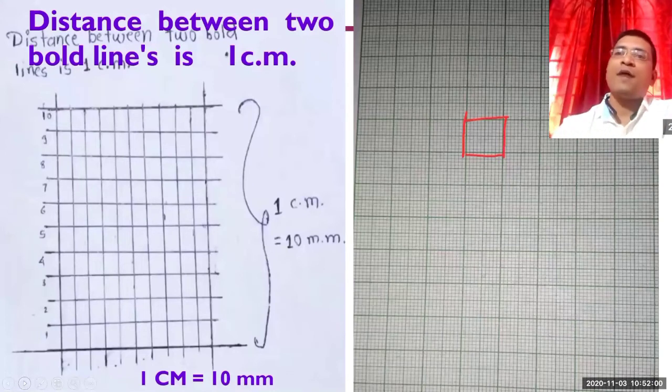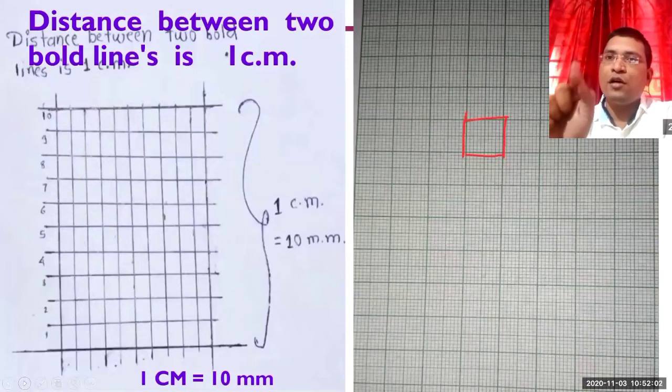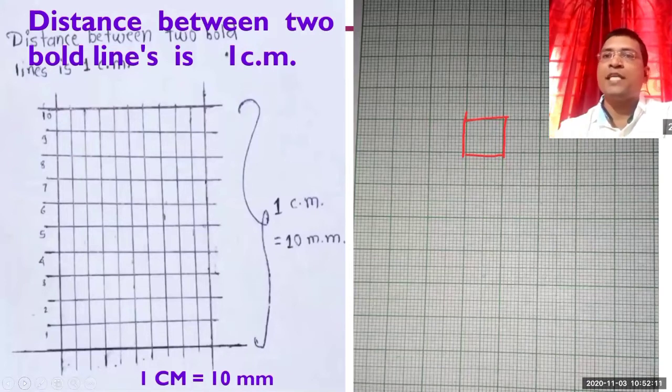On this graph paper, I have denoted one unit with the help of one red box. One big unit consists of 1 square centimeter, which we already learned in the previous lecture. The distance between two bold lines is 1 centimeter, and that 1 centimeter consists of 10 millimeters.